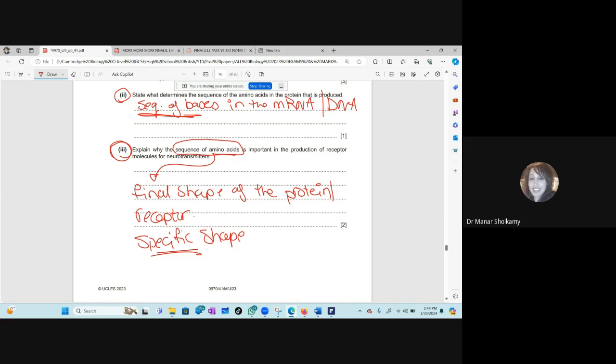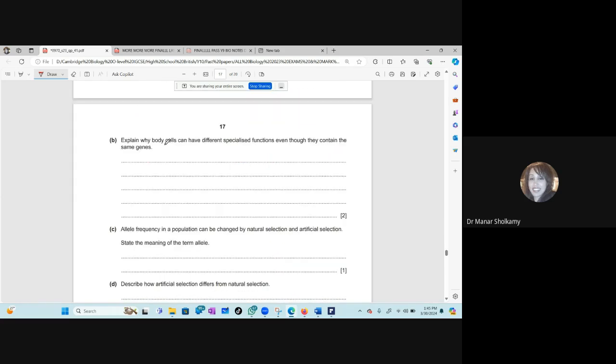Please use the word complementary. They have a complementary shape, okay? And don't write enzyme substrate complex. It's not an enzyme. It's just specific, and the word complementary will give you the 2 marks. Very good. Explain why body cells can have different specialized functions even though they contain the same genes.